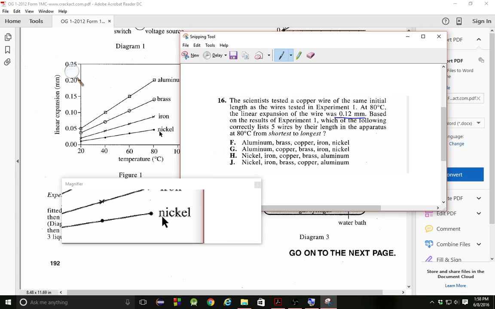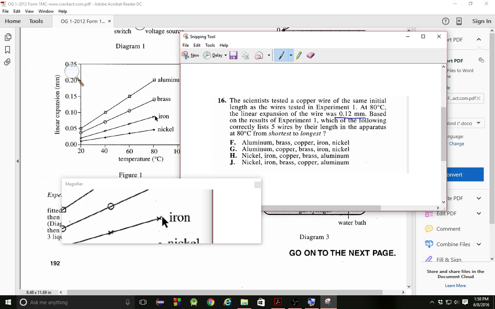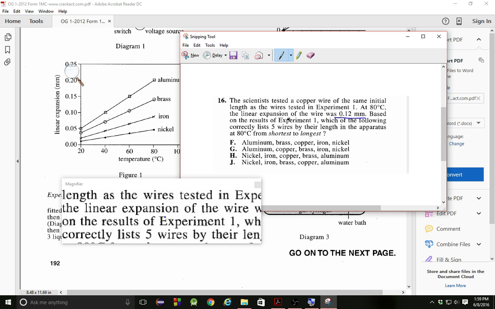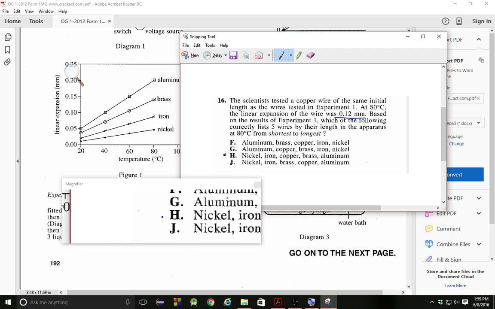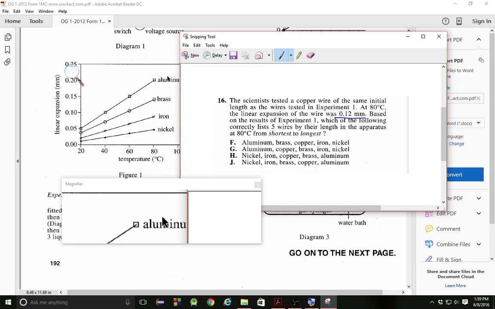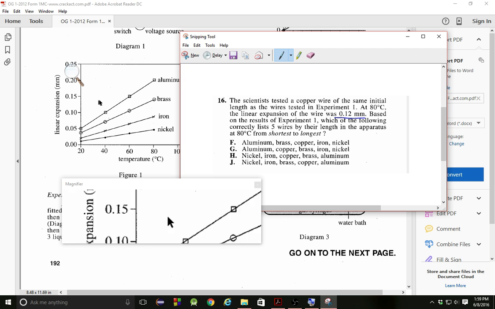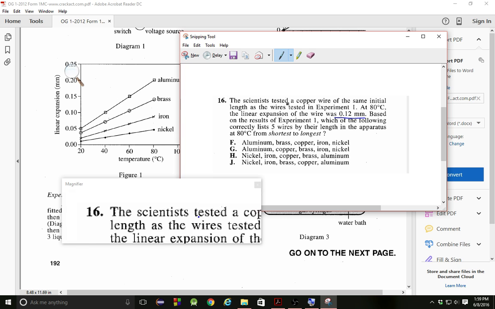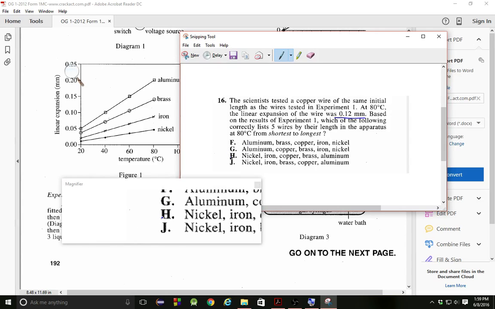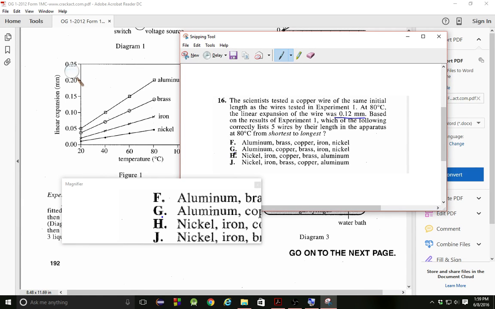So I would say it first goes nickel, and then we have iron, and then we have our copper, then we have brass, and then we have aluminum, because brass comes right after copper since it looks a little closer to 0.15 than it does to 0.12. Okay, so the answer is H.